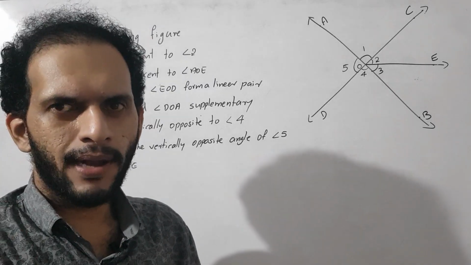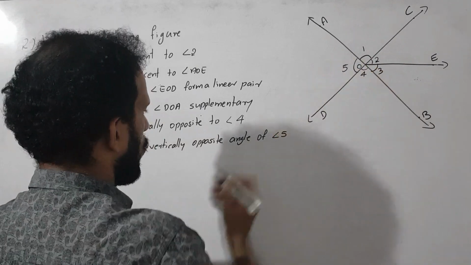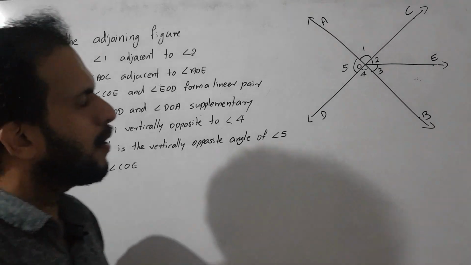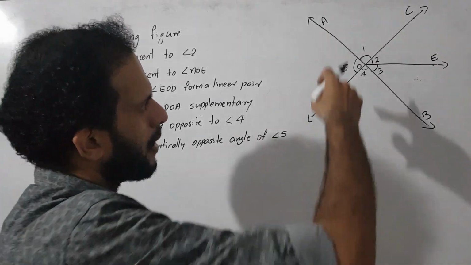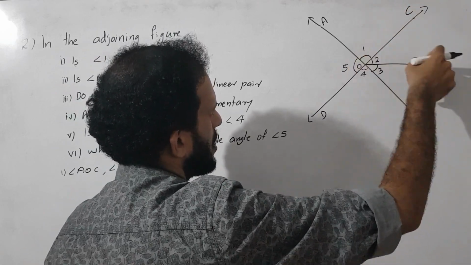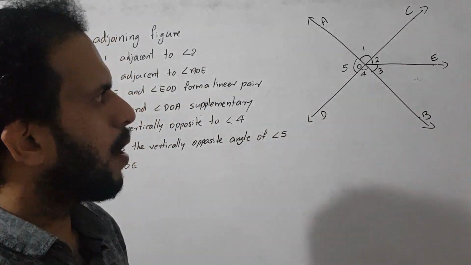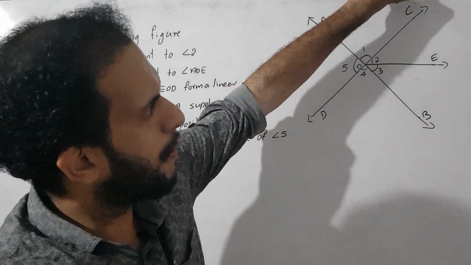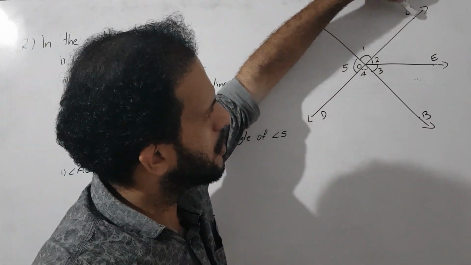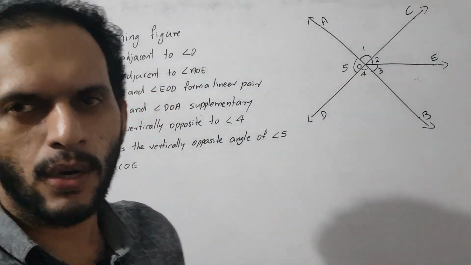They have a common vertex. Yes, they have a common vertex. What is the common vertex? The common vertex is O. Correct? Then they have a common arm. Yes, what are the names? AOC, COE. They have a common arm. What is the common arm? OC is the common arm. OC is repeating in both cases, AOC and COE. So OC is a common arm.